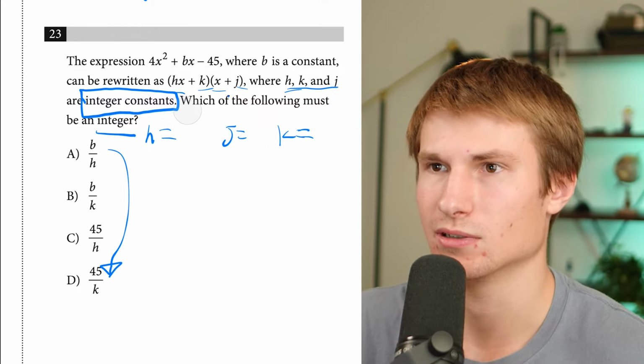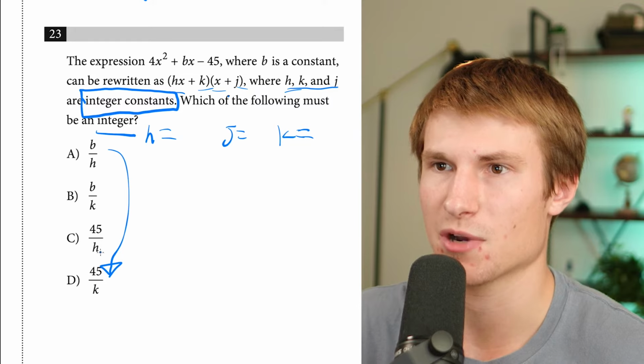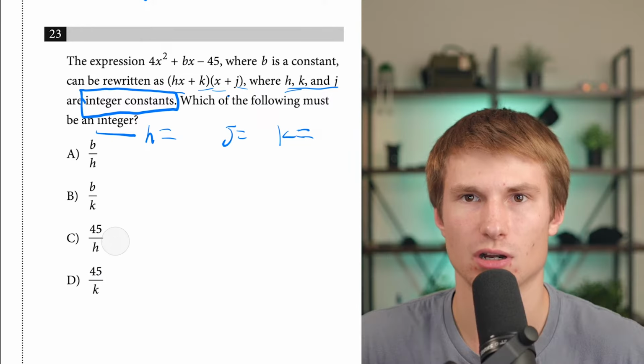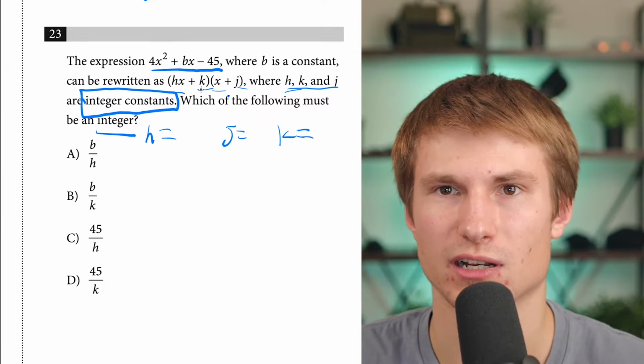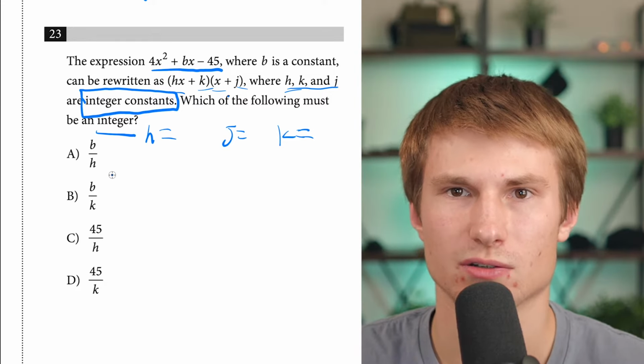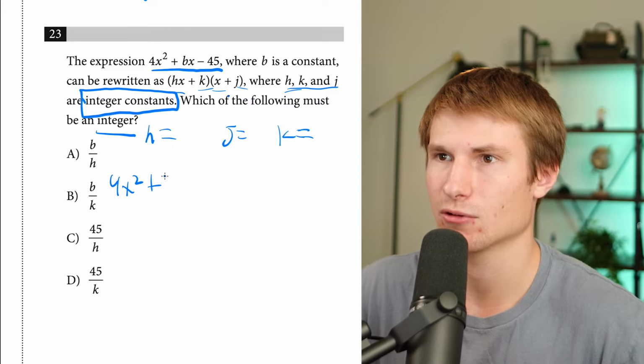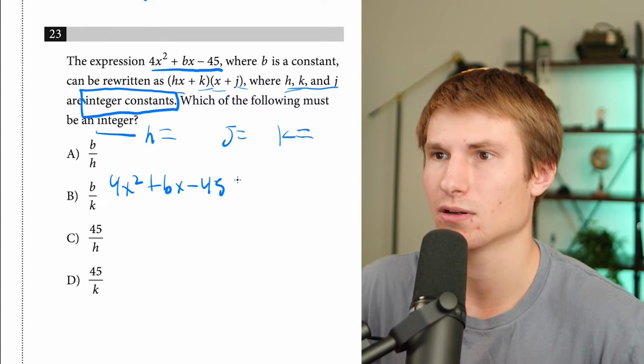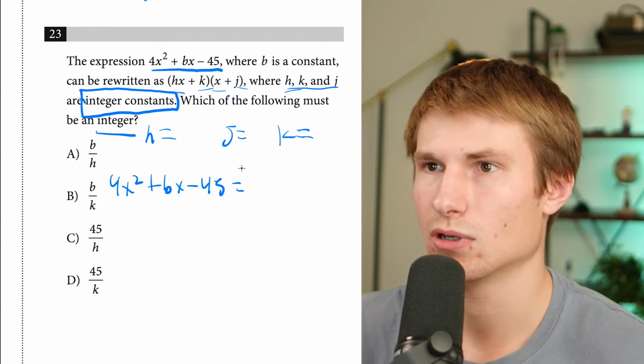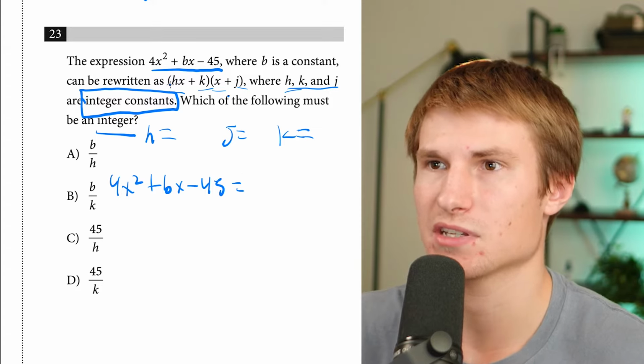So therefore, if we can get their value, it's probably going to end up being one of these, and that'll be the integer. So to do that, we know that this expression is ultimately what's getting rewritten in terms of h, k, and j. So let's start with that. We've got 4x squared plus bx minus 45. We can set that equal to this, but we're going to have to expand this out.